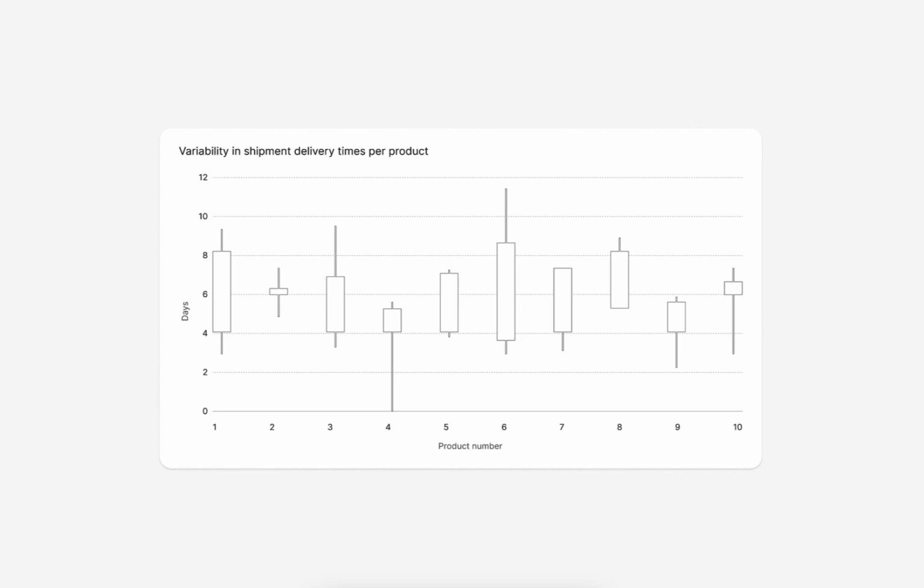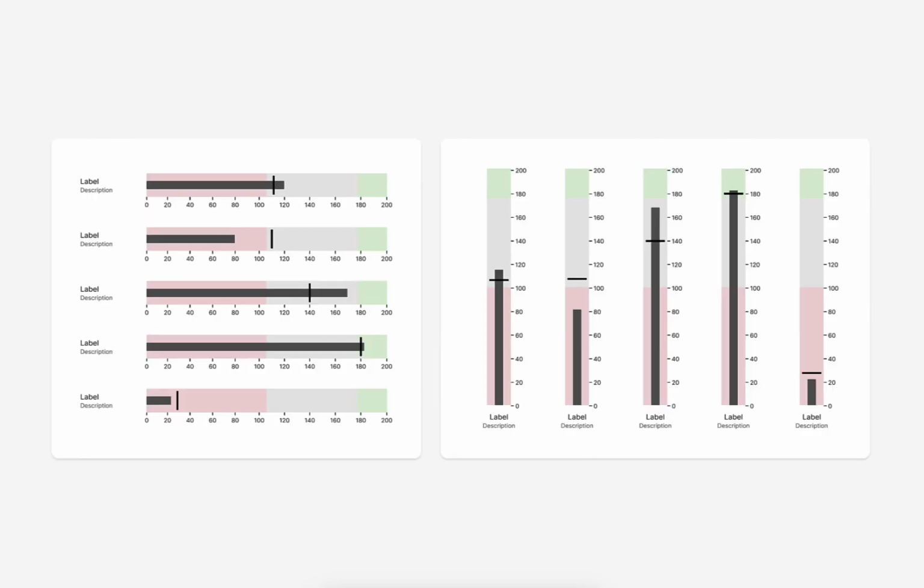A box plot displays data distributions with quartiles and outliers. It's used to identify variability and outliers such as delivery times. The bullet chart combines bar charts and qualitative ranges to show progress. It's used to track performance against targets such as sales quotas.